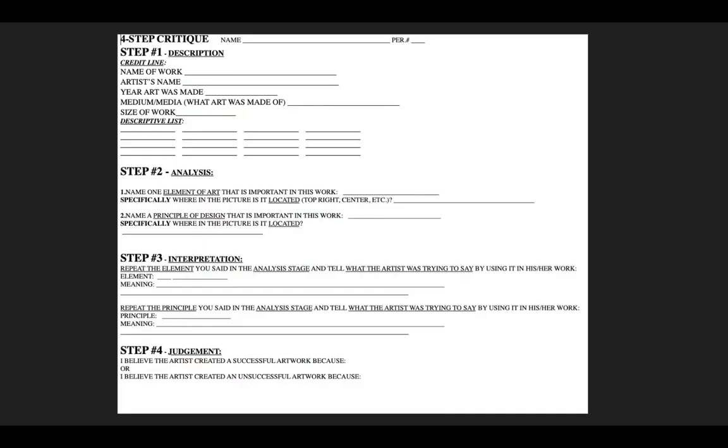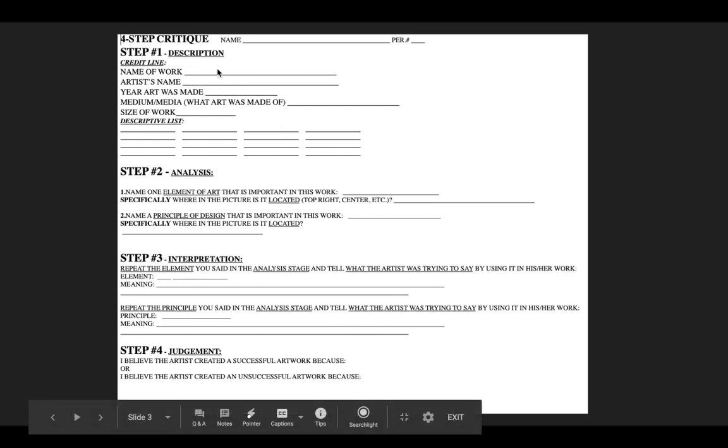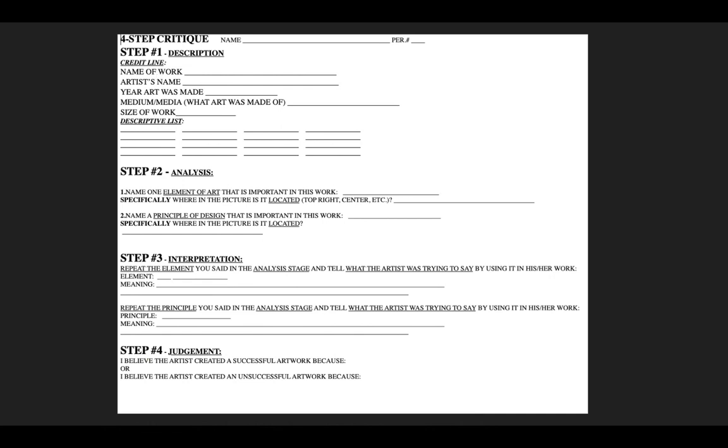This is one of the documents that you're going to see, and you can even download any of these documents that I'm showing you if it would help you. If you take a look, 4-step critique, and it just breaks it down. This is basically what you're going to do. This is going to be step 1, A, which is credit line, and B, which is descriptive list.